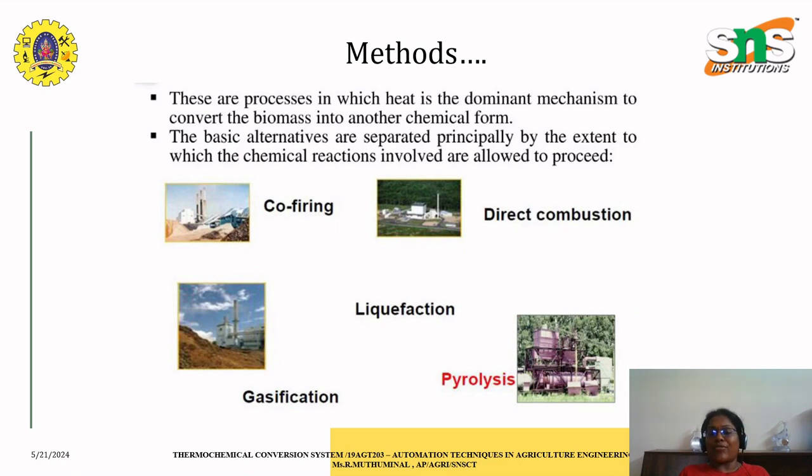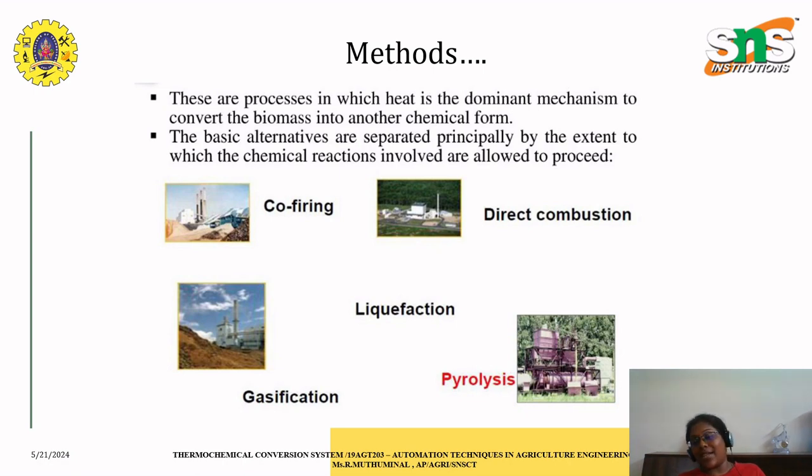As of then, we also have to see what methods are involved in the thermochemical conversion system. These are the processes in which heat is the dominant mechanism to convert the biomass into another chemical form, and the thermochemical conversion system plays a major role. The basic alternatives are distinguished by the extent to which the chemical reactions involved are allowed to proceed, that is co-firing, direct combustion, gasification, pyrolysis and liquefaction. The main alternate methods involved are co-firing and direct combustion.